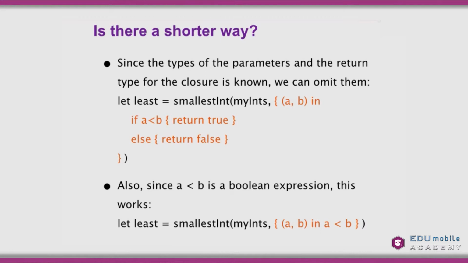We can also do something a little bit shorter. Because we know that A less than B is a Boolean, we don't have to say if A less than B, return true, else return false. The expression A less than B means if A less than B, return true, else return false. So we can shorten it even more. Let least equals smallestInt, myInts, A B, in A less than B. So look at that, make sure you understand that before we go on.